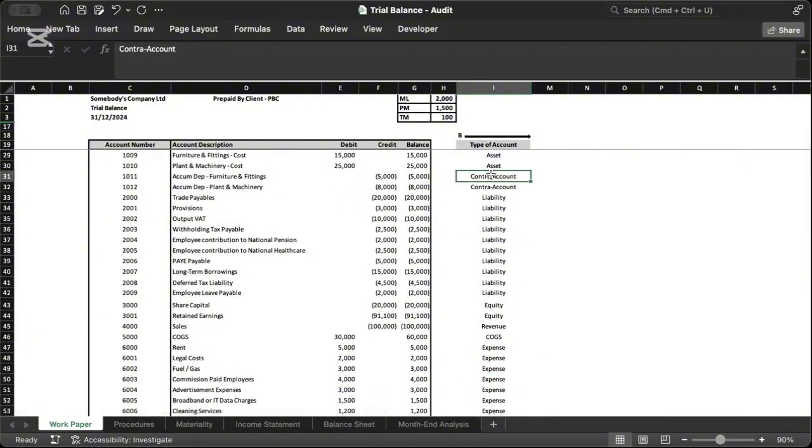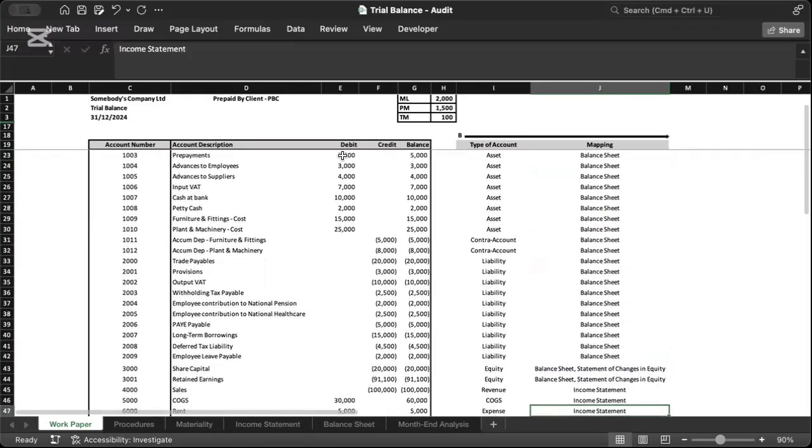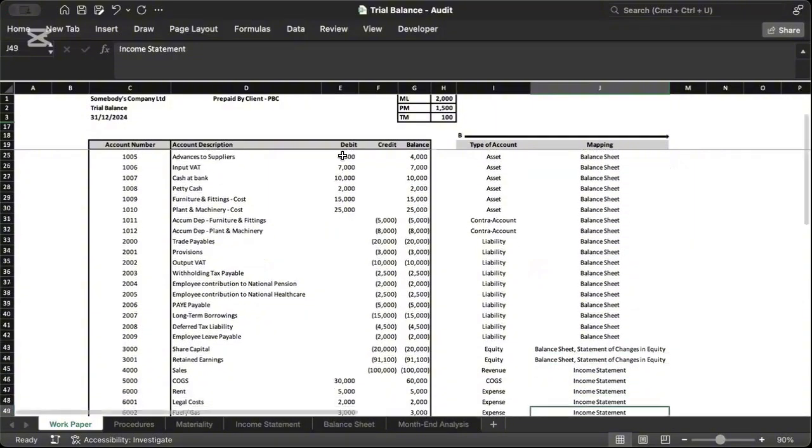And now we're going to map the accounts to the respective financial statements. So next we need to map the accounts to their respective financial statements. So assets, liabilities, and equity belong to the balance sheet. You can see here. And then revenue, COGS, expenses, and other operating income are recorded in the income statement.